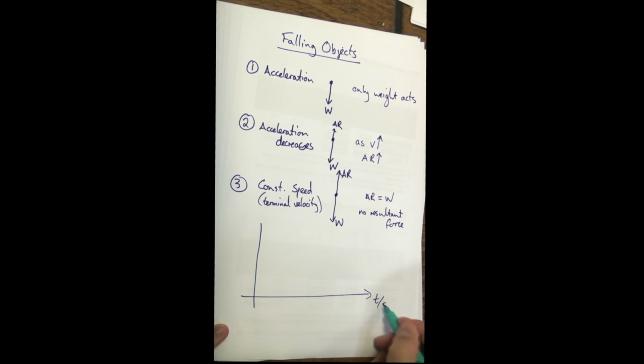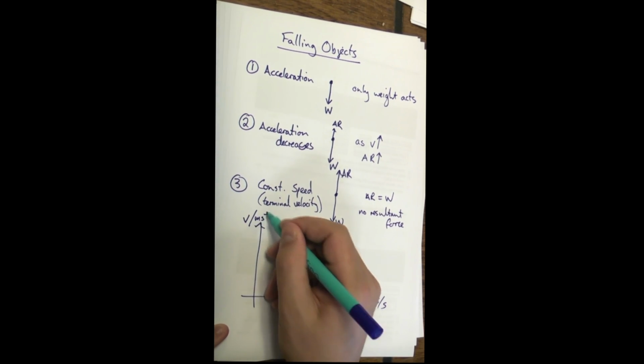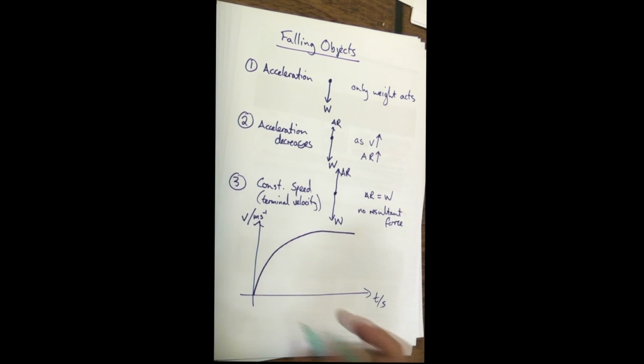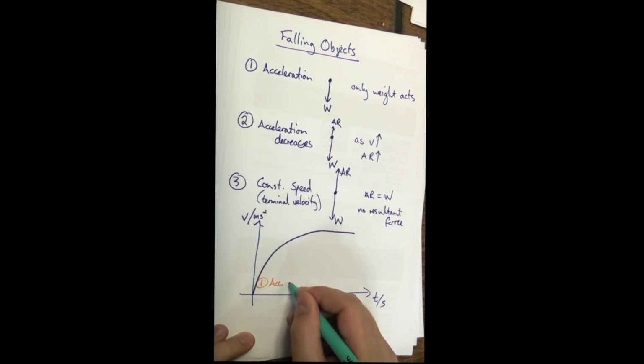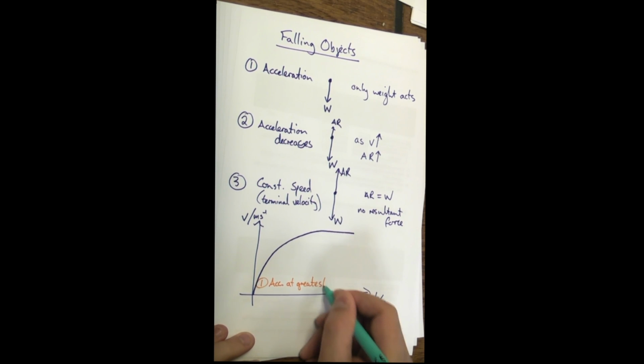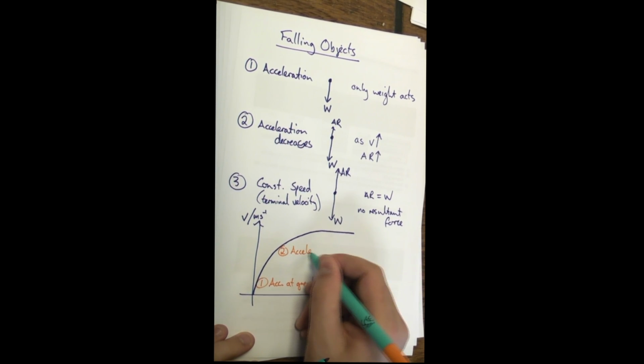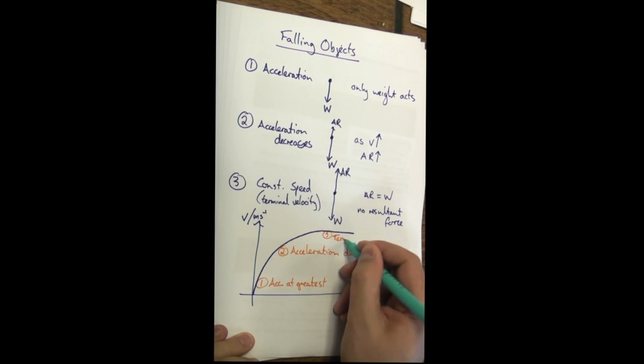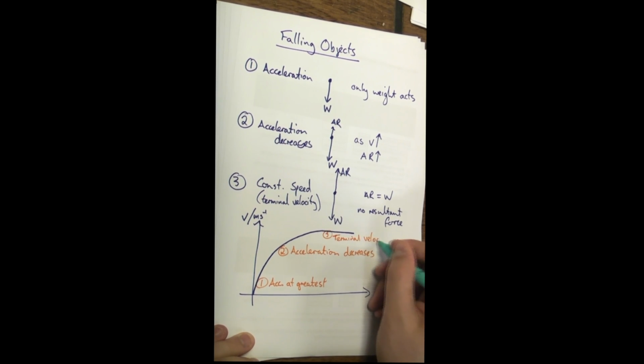Now if we plot a velocity time graph here, what we end up with is a nice curve like so, where the gradient is at its maximum at the beginning, because that's when the acceleration is at its greatest. Then the acceleration decreases as the air resistance builds up, and then finally you reach terminal velocity where it's a flat horizontal line.